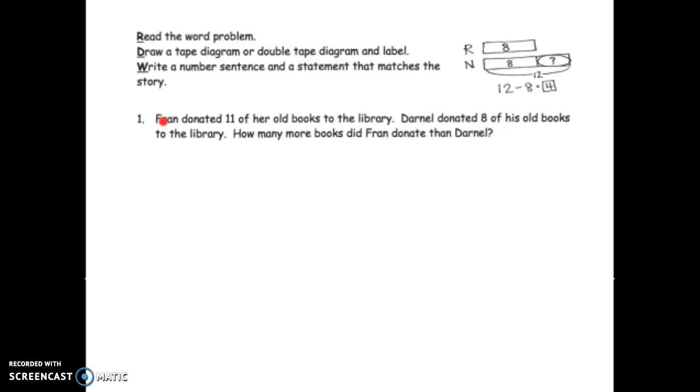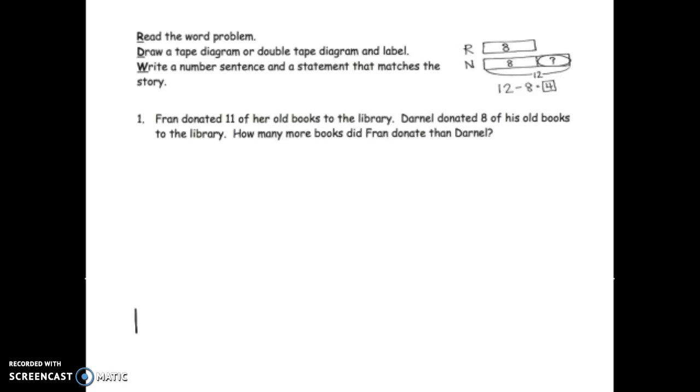So Fran donated 11 of her old books to the library. Darnell donated 8 of his old books to the library. How many more books did Fran donate than Darnell? When we first read the question, I like to think about what my answer sentence is going to be. I'm going to want to try and write my answer statement with a blank.